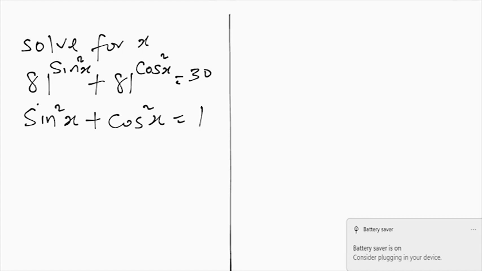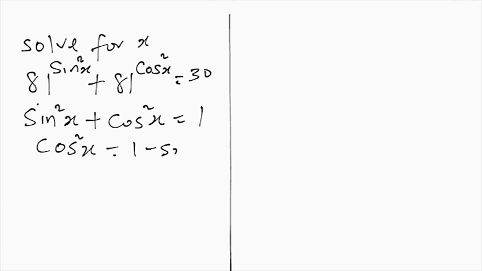So it's a known identity. If you decide to make one the subject, we can make cos square x the subject. So it implies that cos square x equals 1 minus sine square x. Hence, anywhere you see cos square x, you can actually make use of 1 minus sine square x.